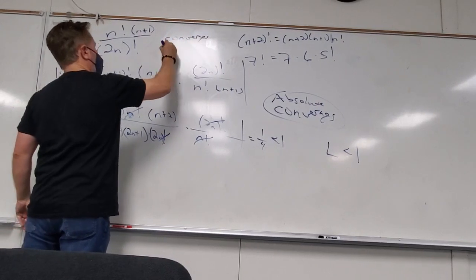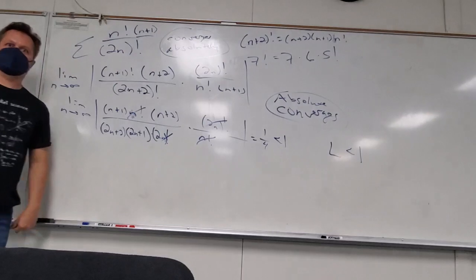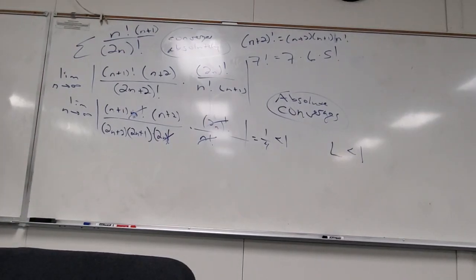What kind of way? Absolutely. You can say absolute convergence, or you can say converges absolutely, whatever kind of emphasis you want. It absolutely converges. Or you can not do any of that, you can just write it. How are we doing so far?